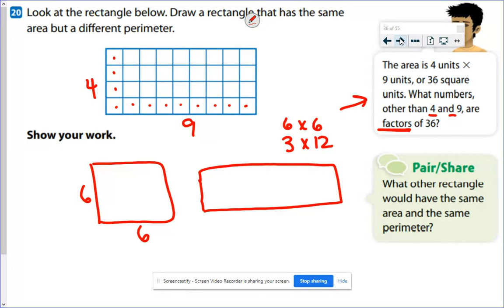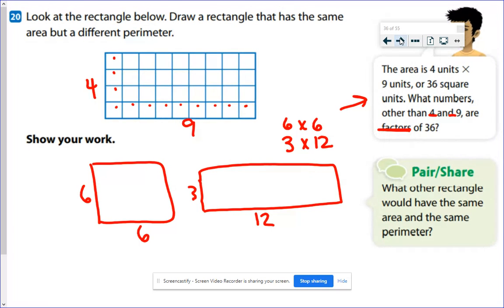And you don't even have to take the time to draw it, to fill in all the different squares. You can just make it long and call it 12 and make this short and call it 3 and figure out the perimeter of those. So if you did this, you would add all the sides. 6 plus 6 plus 6 plus 6. The perimeter is 24 units.